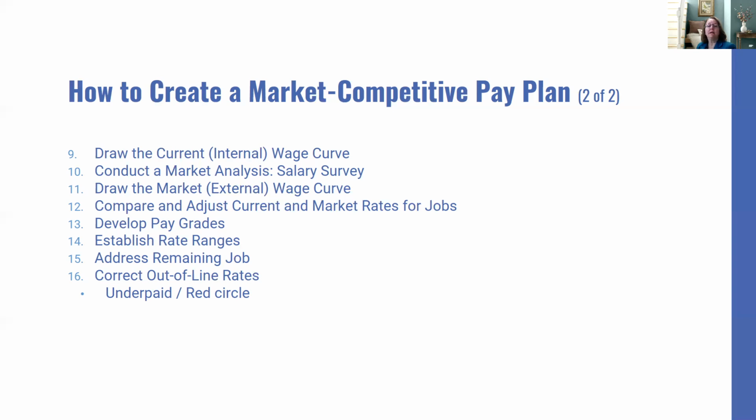And then 14, establish rate ranges. Most employers do not pay just one rate for all jobs in a particular pay grade. You're going to have some kind of a range. And most of the time, people will start at a lower end, and it gives you flexibility for advancement within that range.